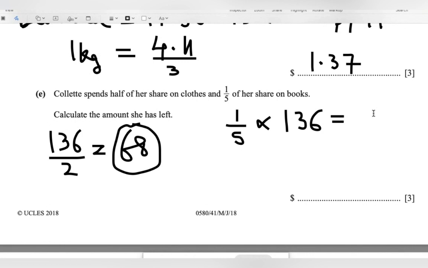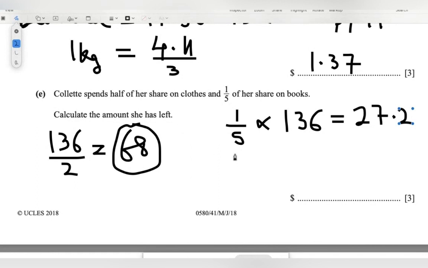136 divided by 5, we get 27.2. That's how much, $27.20. That's how much of her money she spends on books. Now they are asking us to calculate the amount she has left.